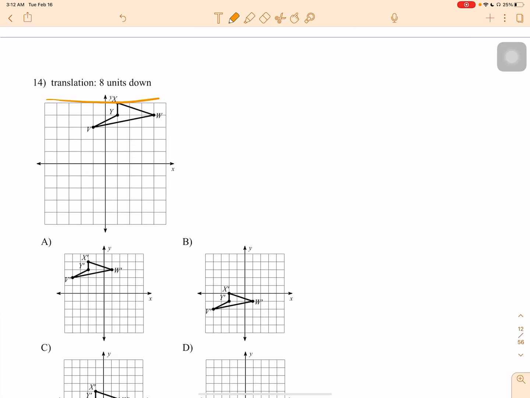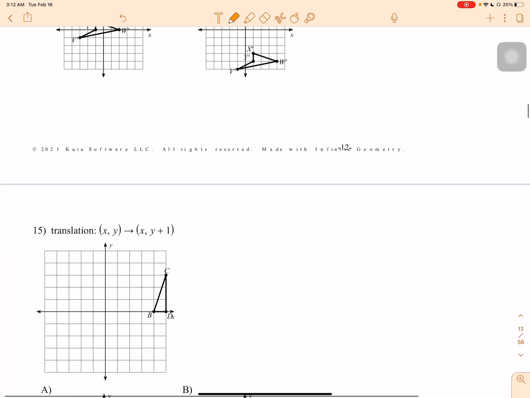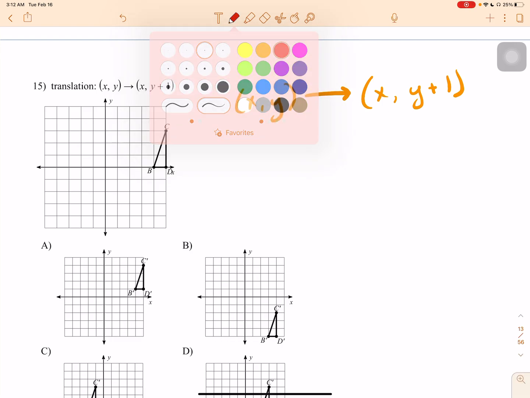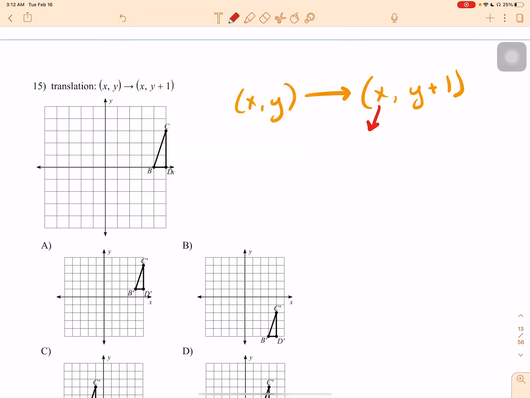This one's another translation. Okay? So if it says something like x, y, and then something x, y plus 1, with just x there, it just means do not move left or right. And same thing, if it was just a y, it would say do not move up or down. So do not move left or right, but it does want you to move up 1 unit.